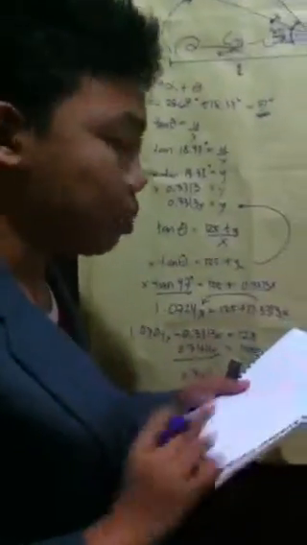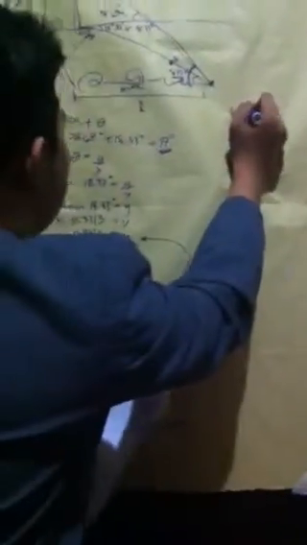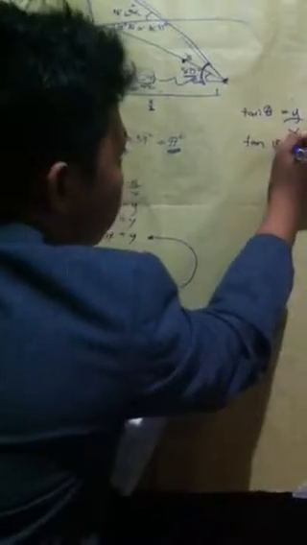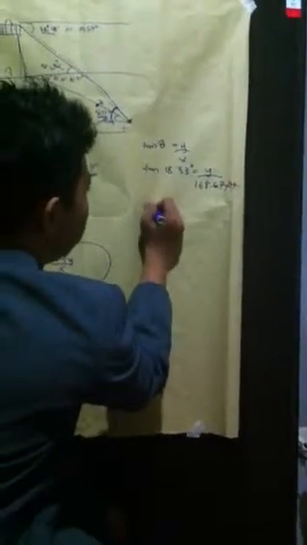Now we'll get the height of the cliff. The height of the cliff by substituting the width of the river in our first equation. So tangent theta equals y over x. Tangent theta, it's 18.33 equals y over 168.67 feet, and it will get the equation 168.67 tangent 18.33 degrees equals y.